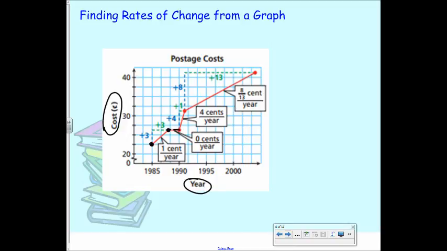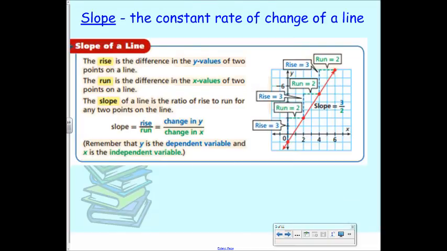All right, so it's how much you go up and then how much you go over. So that's exactly what slope is. Slope is a constant rate of change, so it's a constant ratio of change from one point on a line to another point on a line. And we use rise over run to establish the delta y over delta x that we talked about a minute ago.